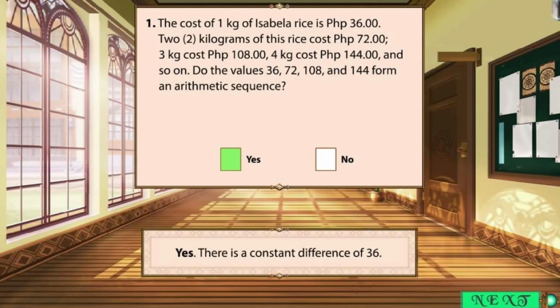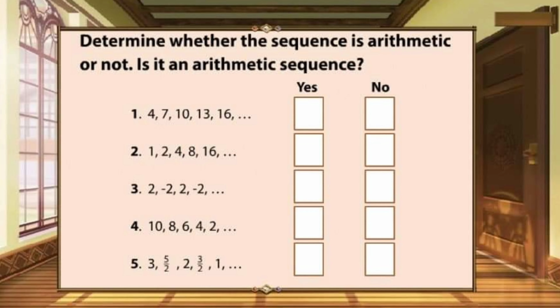Okay? Next. Let's determine naman whether the sequence is arithmetic or not. Number 1. 4, 7, 10, 13, 16. So, sa number 1, the answer is what? Yes or no? The answer is yes because there is a common difference which is 3.